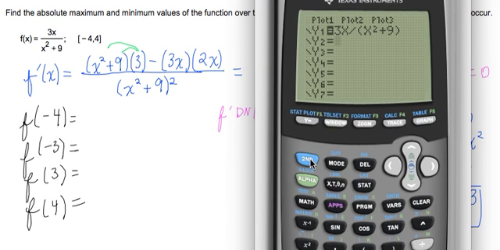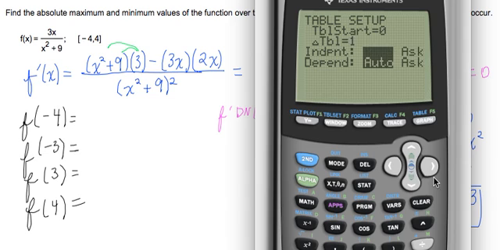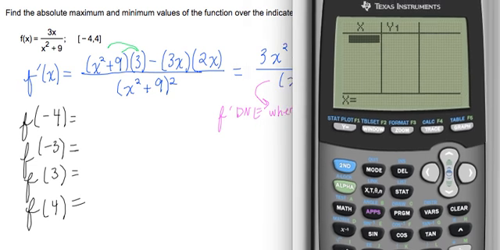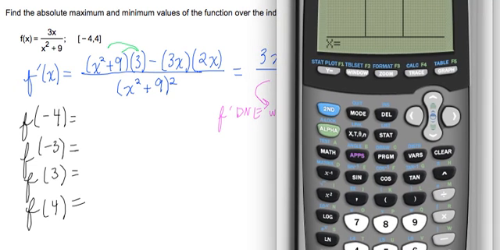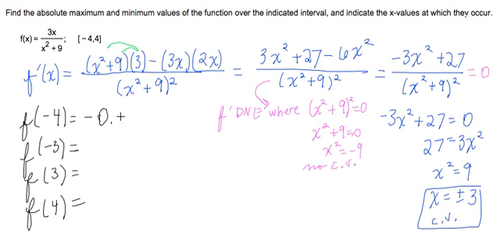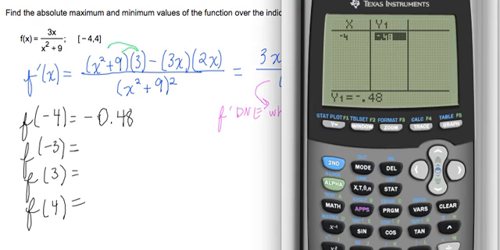Okay, let's go to table set, ask, and table. Okay, so I'm going to enter -4. We got -0.48, and let's arrow over. Yep, it's exact. So -0.48. A decimal is fine here. For one, it's an exact decimal, so exact decimals are generally just fine. But sometimes fractions are harder to compare to see which is the largest and which is the smallest.